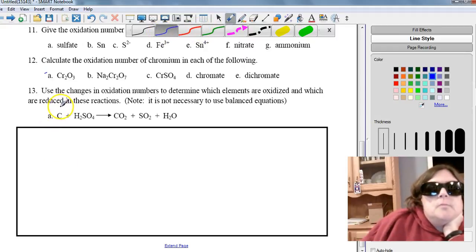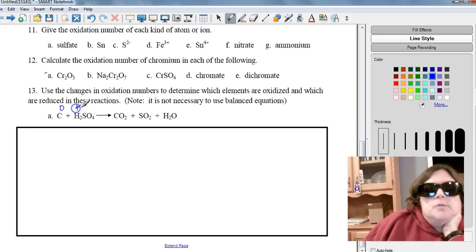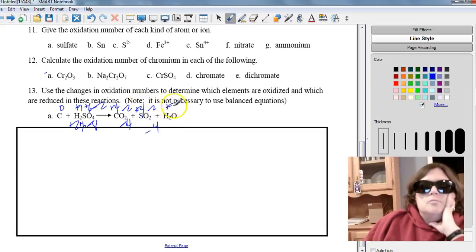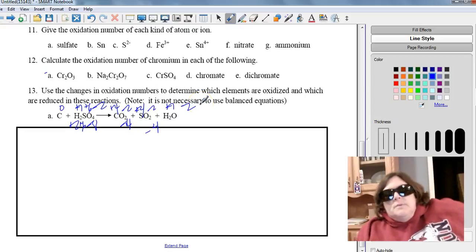Okay, carbon's by itself, it's a 0. Hydrogen's a plus 1, oxygen's a negative 2. Sulfur here's got to be a plus 6. 6 plus 2 is 8 minus 8. Oxygen's negative 2 for a total negative 4, so carbon has to be a plus 4. Negative 2, so we have a total of negative 4. Sulfur has to be a plus 4. Plus 1 minus 2.